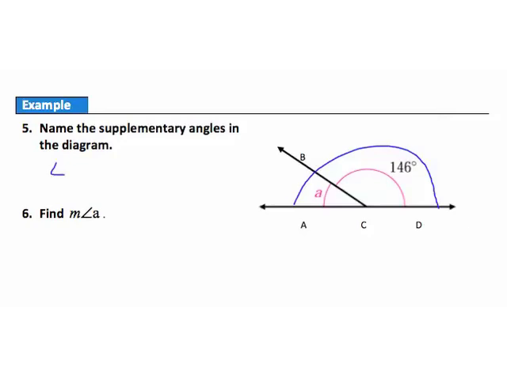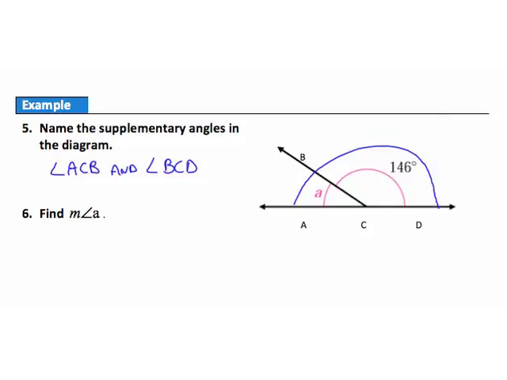So let's see. To name that first angle, we would say angle ACB. And the next angle, which we would say is angle BCD. Those are the supplementary angles in this diagram.